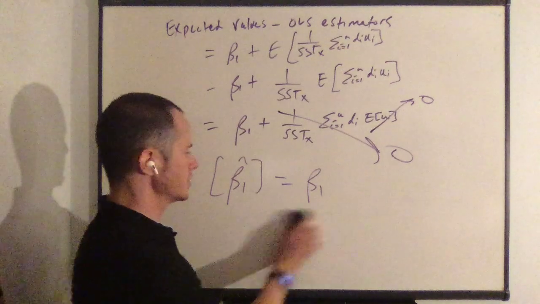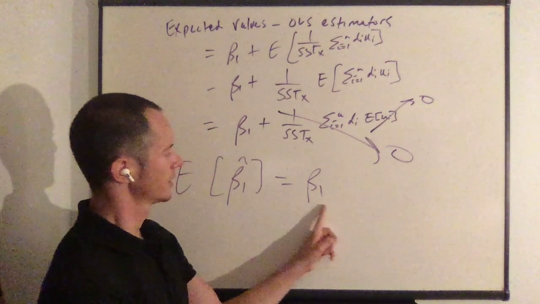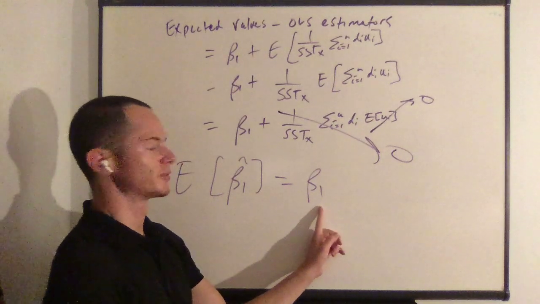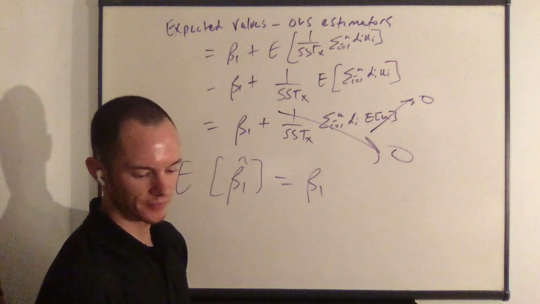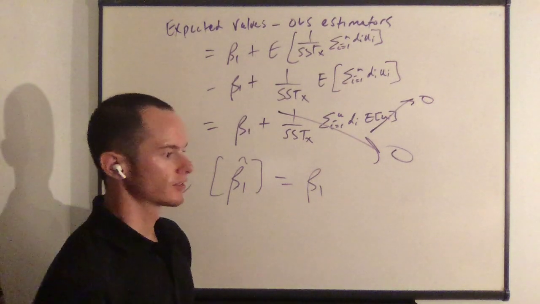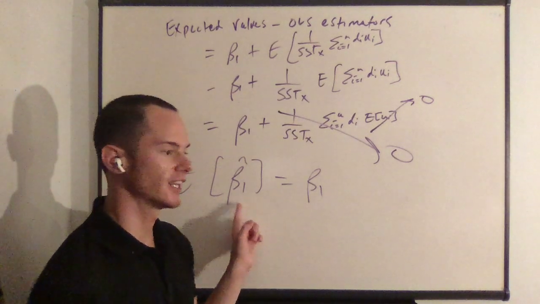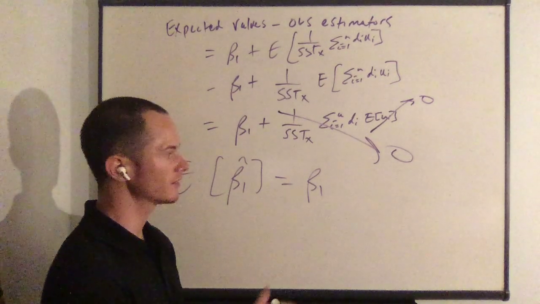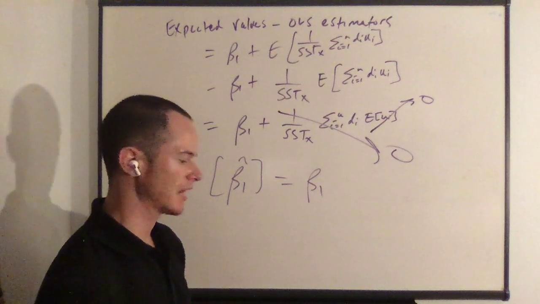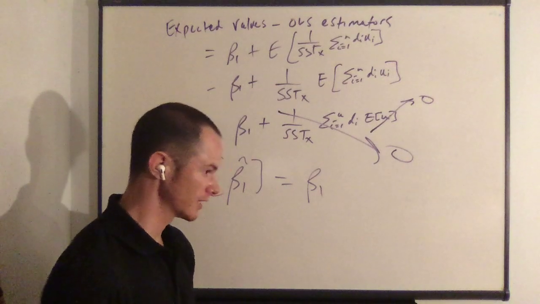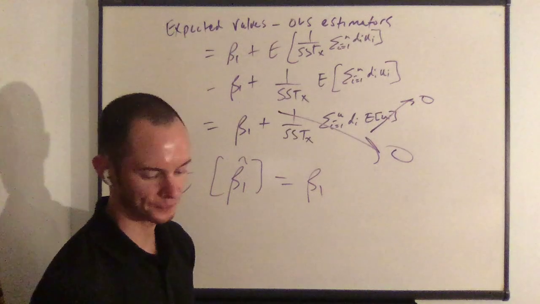So on average, our OLS estimator is equal to the population parameter beta 1. So it is unbiased on average. Sometimes we may have a beta 1 hat that's a slope estimate that's higher than what the true slope may be. Sometimes we may have an estimate that's lower than what the true value may be, but on average, it's going to be equal.